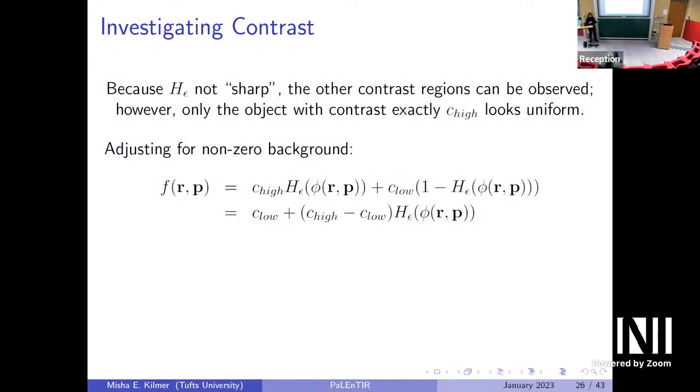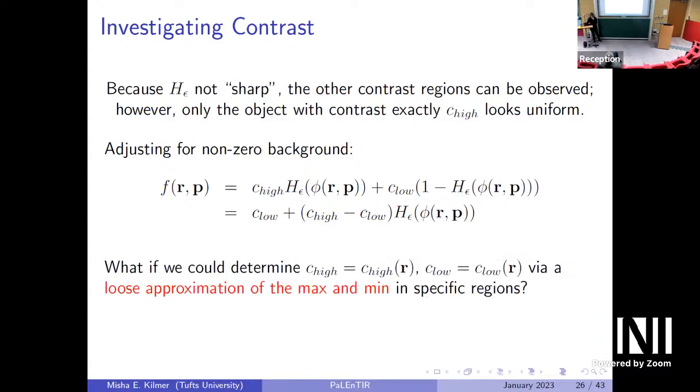So it's really because this H epsilon thing is not sharp, completely sharp, that these other contrast regions can actually be observed. We didn't notice this at first because we had approximations that were really, really sharp. We were trying to approximate the Heaviside function and get this. And, if I want to just adjust for non-zero background, there's really nothing left to do. So that's the next level of interest would be to do this. So if I know C high and C low, then I've got the ability to get sort of multi-contrasts within this region.